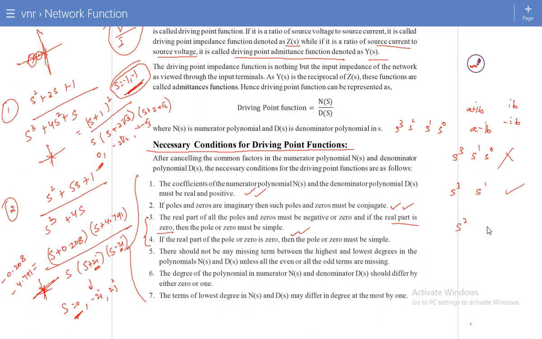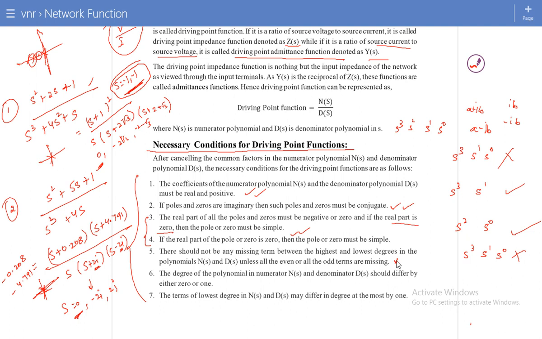If s square is there and s power 0 is there, then it is a proper driving function. But if s cube is there, s power 1 is there, s power 0 is there, then it is not a driving function. So in the first function, in the denominator s square is there, s power 1 is there, s power 0 is there. Okay, the numerator satisfies the condition. But in the denominator, what is there? See here, s power 3, good, s power 2, s power 1, but the s power 0 term is missing, so it is not a driving function. So the first function is not satisfying the fifth condition.